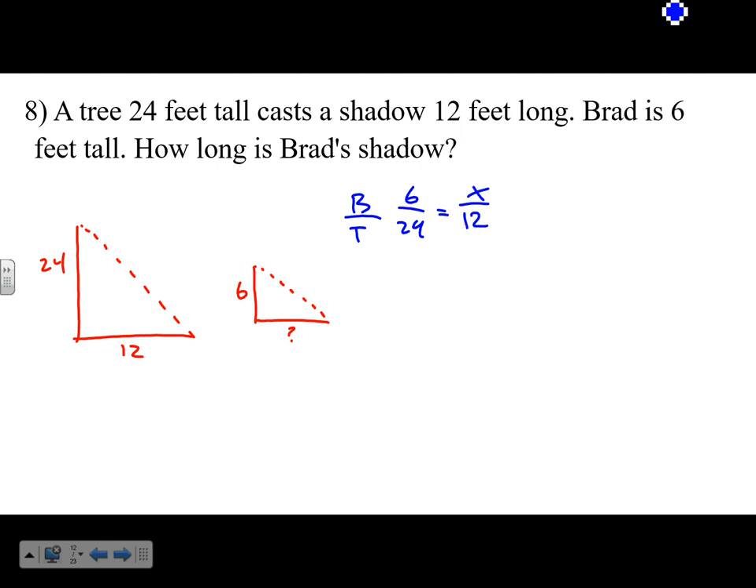Now we cross multiply. 6 times 12 is equal to 24x. 6 times 12 is 72. Divide both sides by 24. You end up with x equal to 3. So again, that means the shadow is 3 feet long.